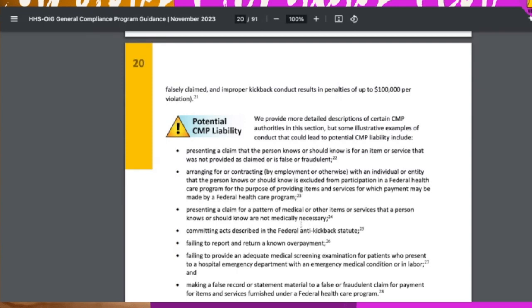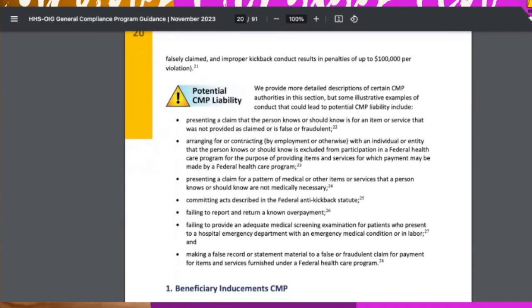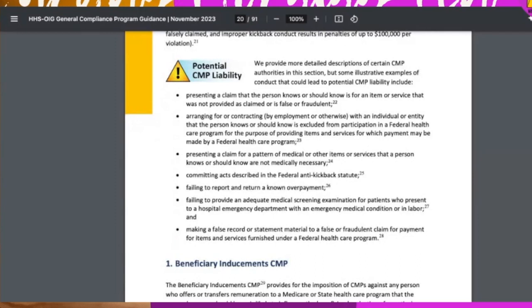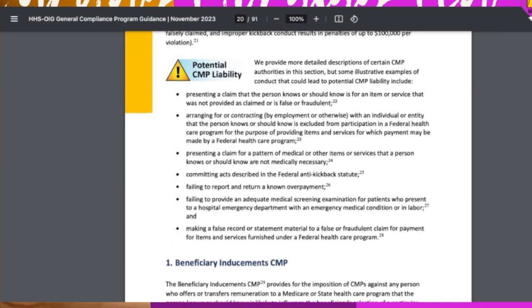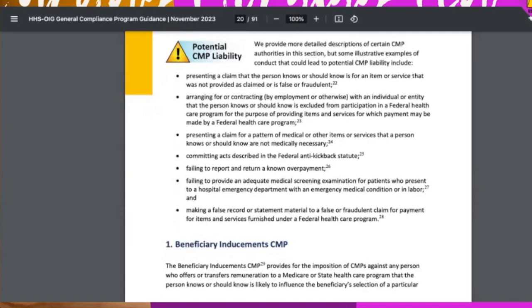Arranging for or contracting by employment or otherwise with an individual or entity that the person knows or should know is excluded from participation in a federal healthcare program for the purpose of providing items and services for which payment may be made by a federal healthcare program. Presenting a claim for a pattern of medical or other items or services that a person knows or should know are not medically necessary. Committing acts described in the federal anti-kickback statute. Failing to report or return a known overpayment.